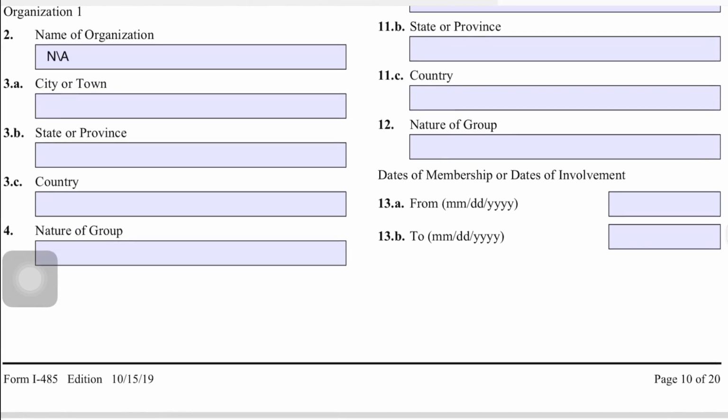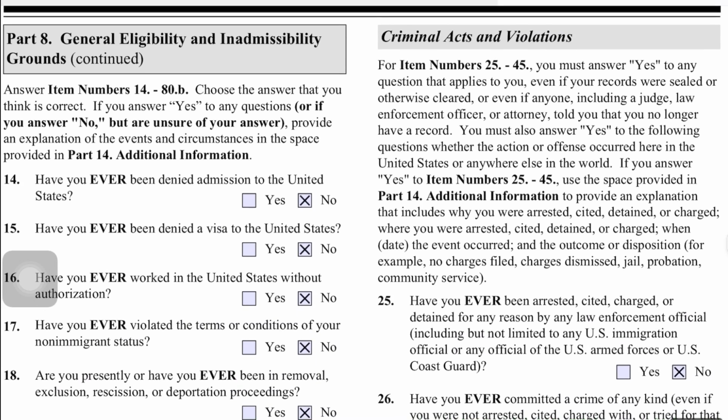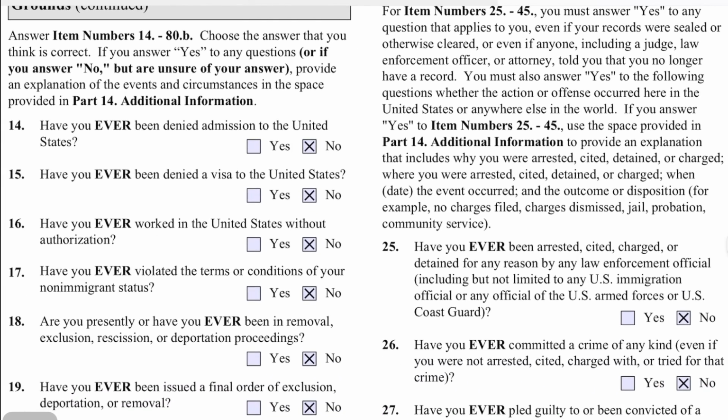Okay, the next one will be the continuation of the part A. So I might read everything one by one, but I'm not gonna do that because it's gonna be super long. But just be careful. Just read each question carefully, guys, before answering it. Take note, guys, you need to be truthful, you need to be honest on answering these questions because the USCIS will know if you are lying.